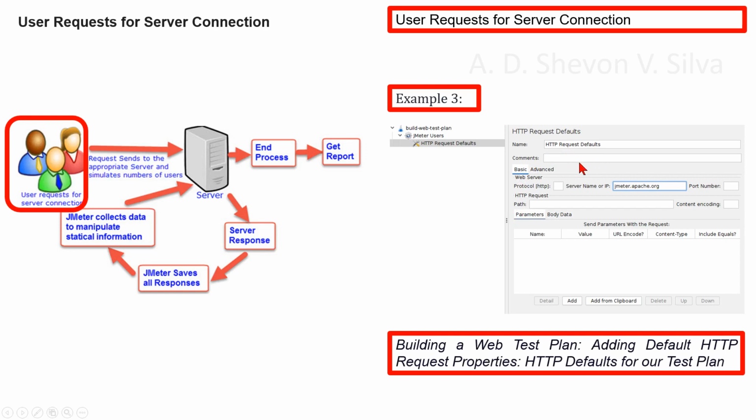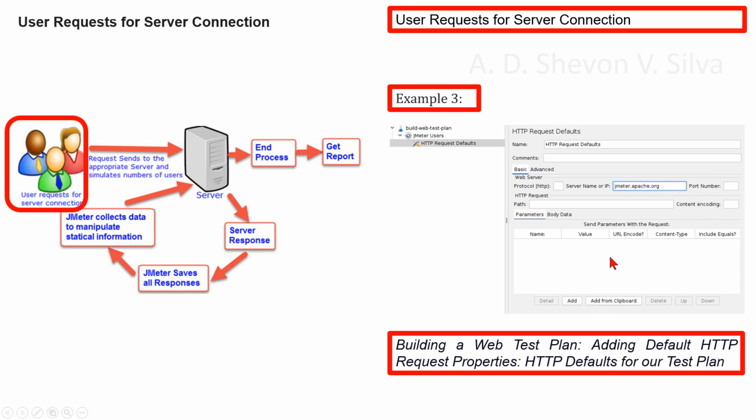Skip the next field, which is a web service server name or IP. For the test plan that you are building, all HTTP requests will be sent to the same web server, jmeter.apache.org. Enter this domain name into the field. This is the only field that we will specify a default for; leave the remaining fields with their default values.